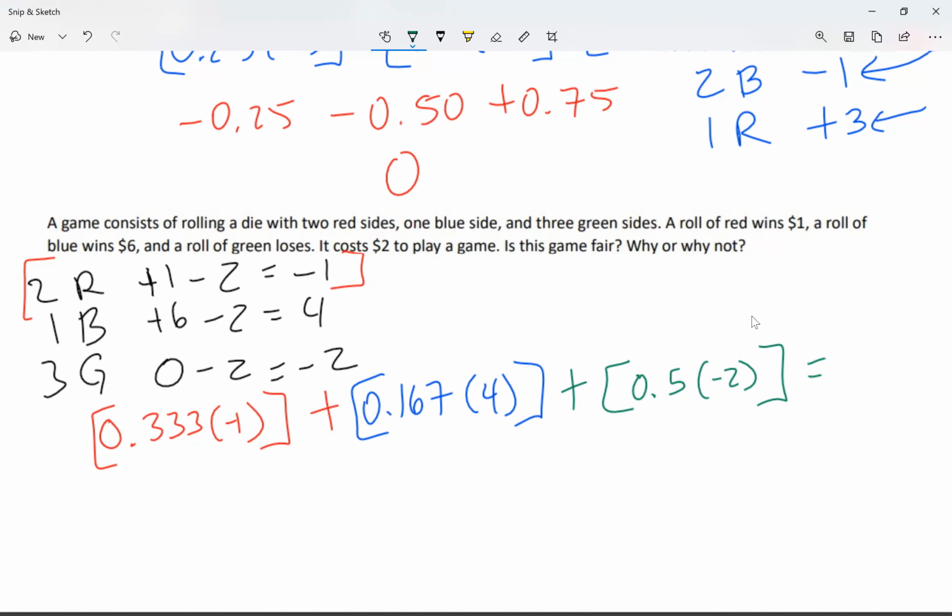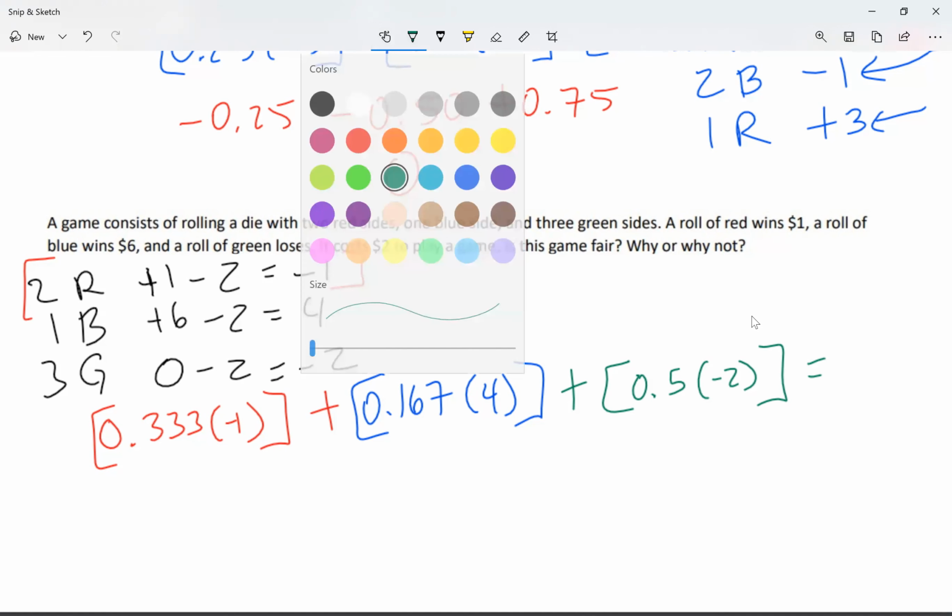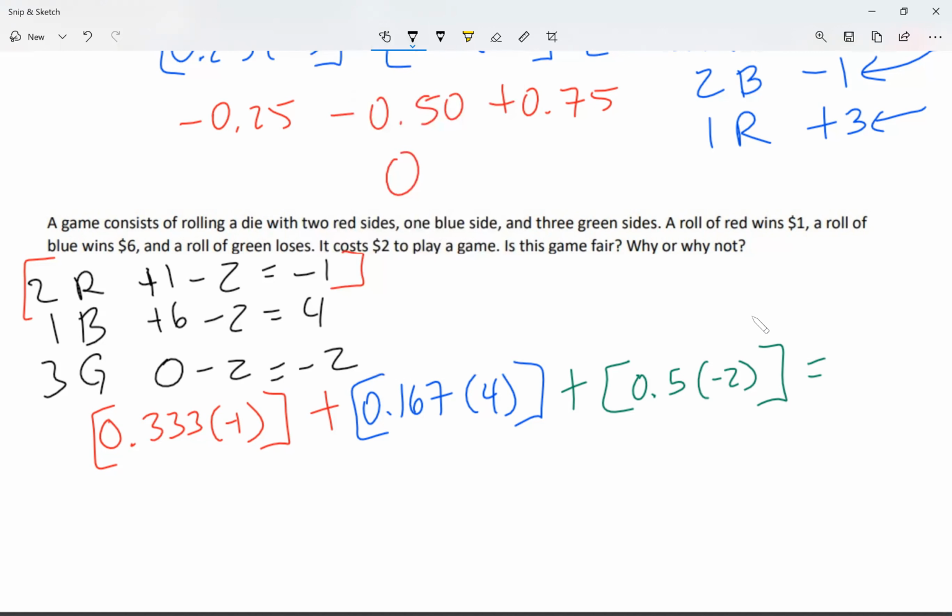I'm gonna say that in this case, I end up getting a negative 0.67. Wait a minute, it's not 0. So this game is not fair because the value is not 0. It's a negative 0.67, because the value that gave me is negative. I'm expected to lose. I should be losing about 67 cents each time I play.